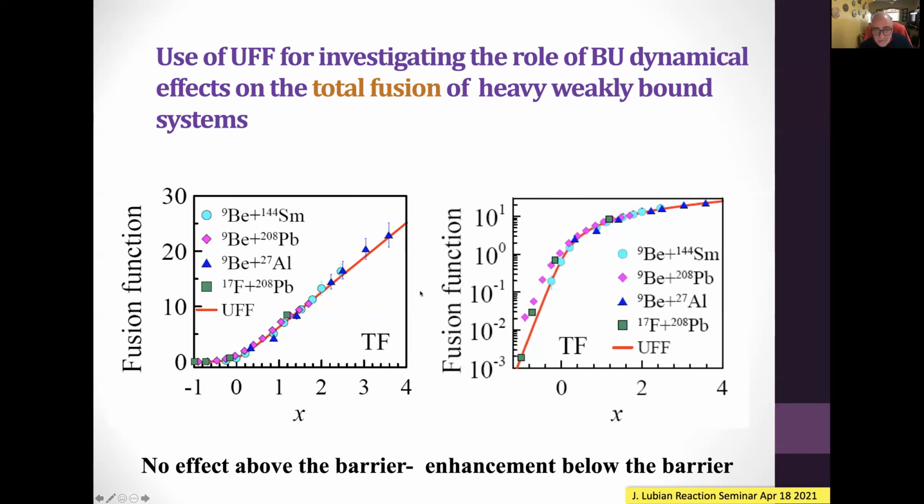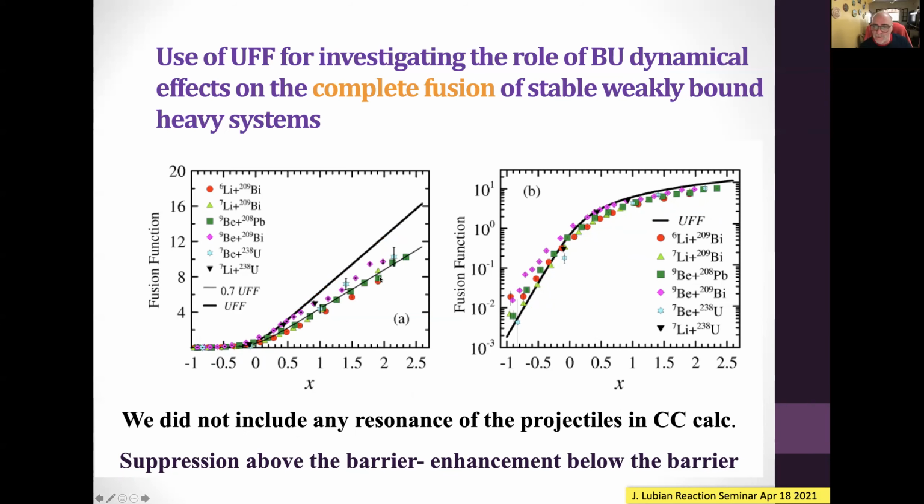So concerning the complete fusion, we observed a hindrance of about 30% for these heavy targets above the barrier and some enhancement below the barrier. Again, only a coupled channel calculation is included, as explicitly written here, Filomena. We did not include any resonance even in the projectile, and the coupled channel calculation included only the inelastic excitations of the target.